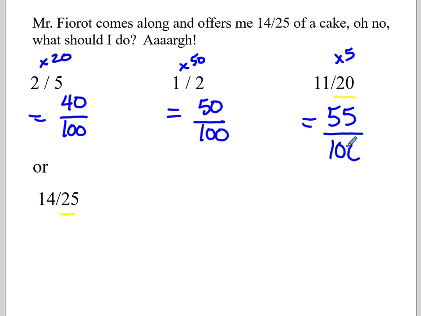Now if you look at this, this shouldn't be a big surprise. From the previous question we know that this one is bigger, so 55 is bigger than 50, which is bigger than 40. This last piece though is the one we have to spend a little time on. I'm going to times this guy by 4 on top and bottom, and that's going to give me 56/100ths. So if you compare these now, is 14/25 just slightly larger than 11/20?